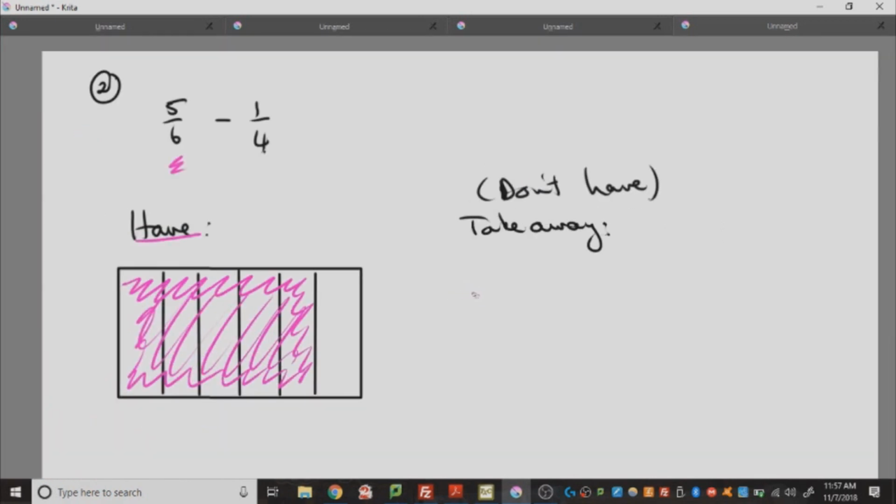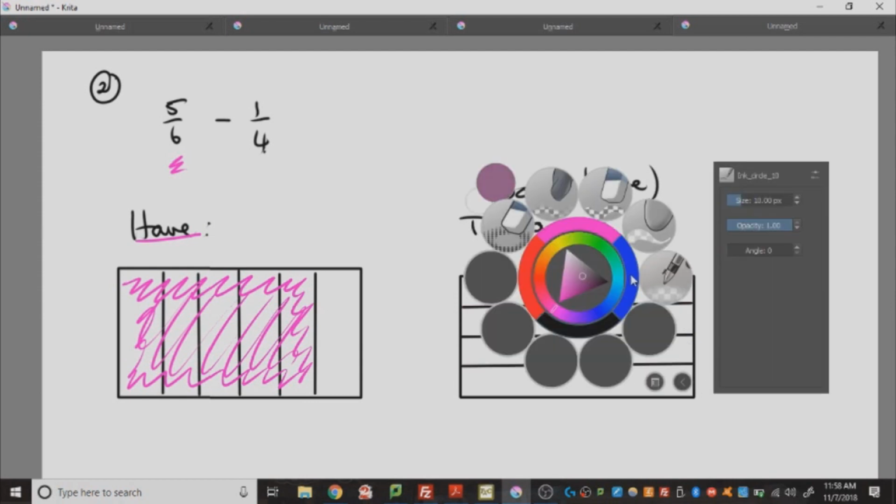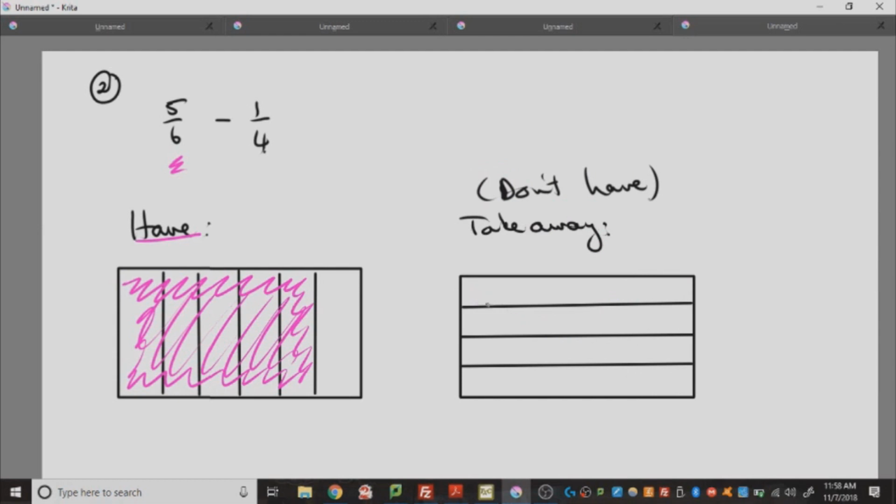Not OCD at all. Then I want to represent it, and because I've already used vertical lines for 6 pieces, I'm going to use horizontal lines for 4. It really doesn't matter. I just chose vertical because I felt like it. No one said I had to. And I don't want to color them pink because it makes me think I have it. I don't have it. I only have one of these 4 rows.